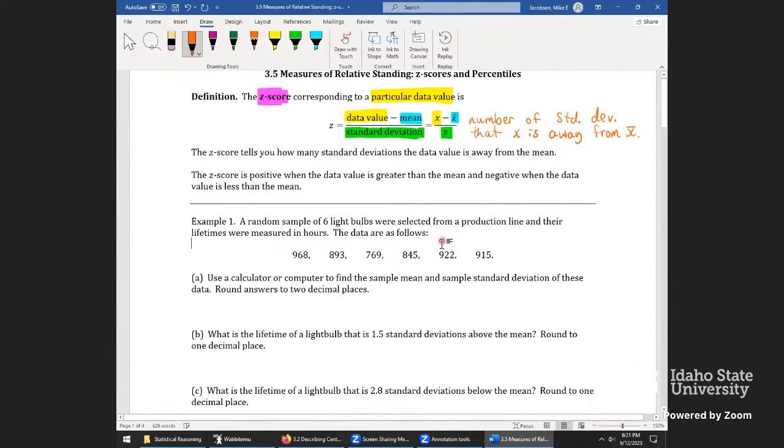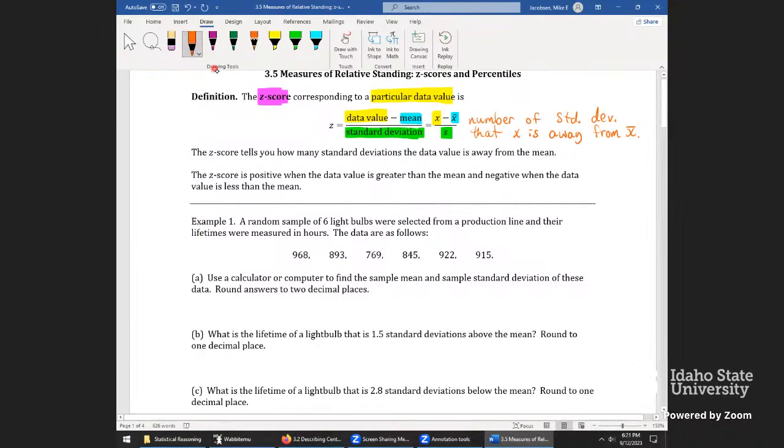It's not the most exciting problem. It's about light bulbs and watching them burn out, but it's important work. And it says here, a sample of 6 light bulbs were selected from a production line, and their lifetimes were measured in hours. The data are as follows. Why would you ever want to do that? Well, if you're going to produce light bulbs, you have to have an expected runtime, the average amount of time the light bulb will run. And so it looks like that's what they're trying to do. Validate if the production run for the light bulbs is really up to spec.